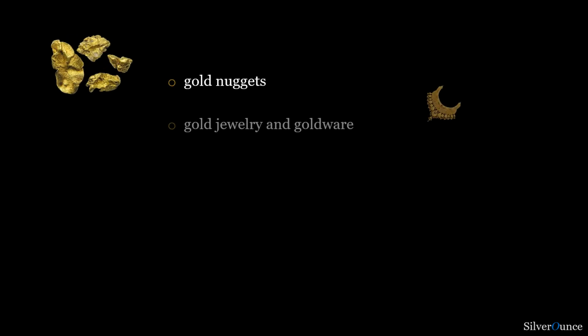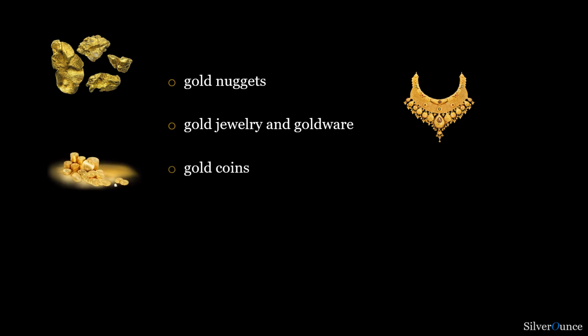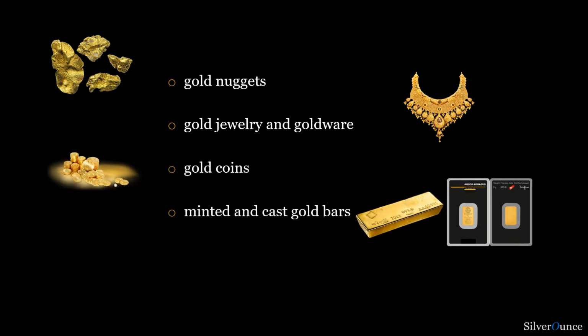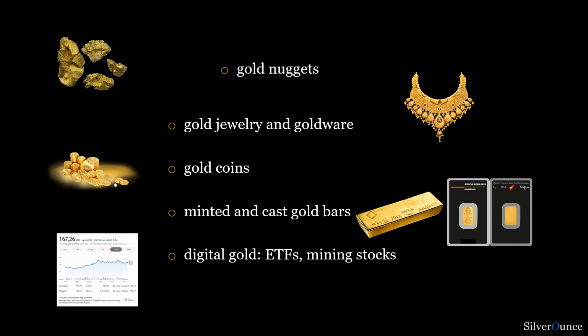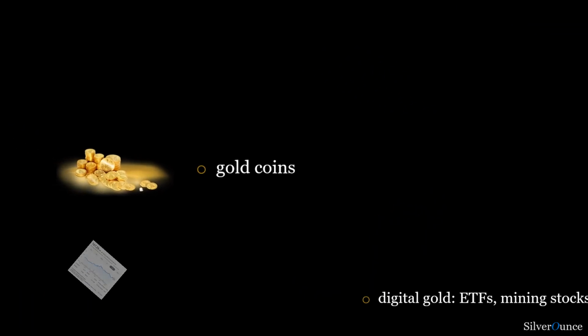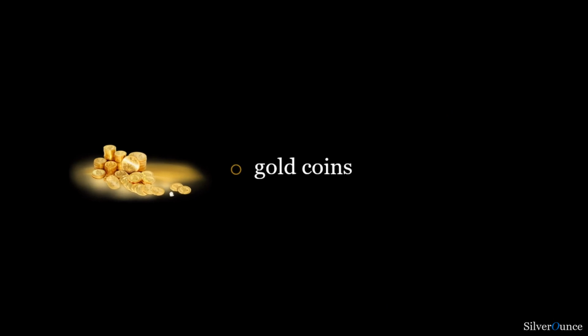You can own gold in several forms. Gold nuggets, gold jewelry and goldware, collector and investment gold coins, minted or cast investment gold bars, digital gold, ETFs and mining stocks. In this video we'll talk about investment gold coins, especially from a European viewpoint. We deal with bars in a separate video.